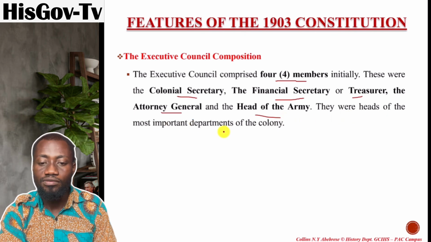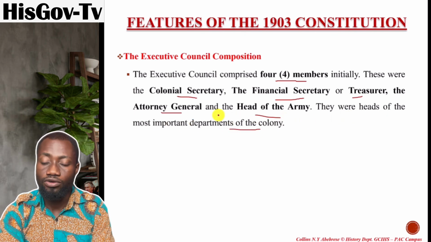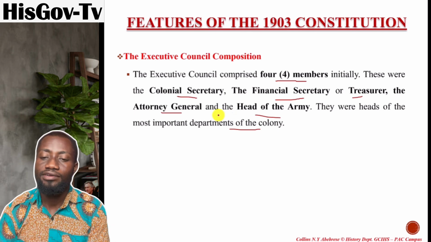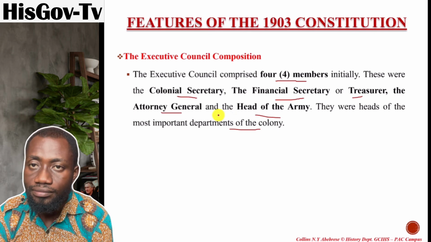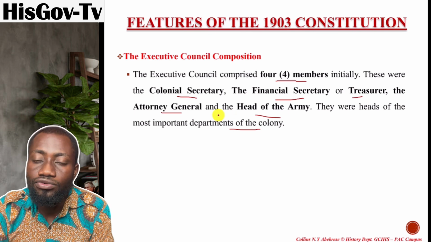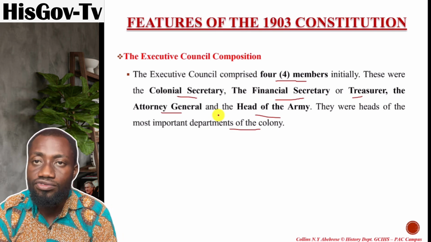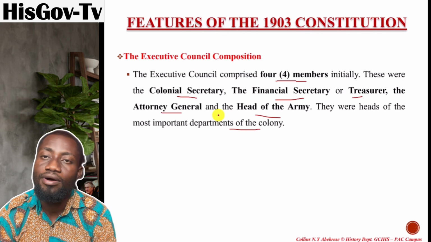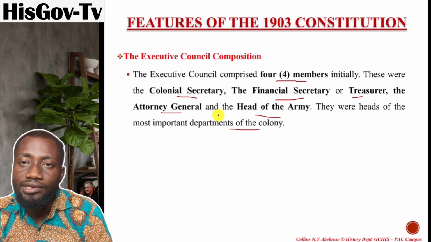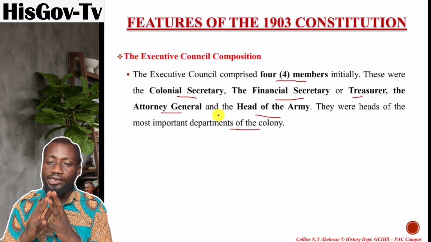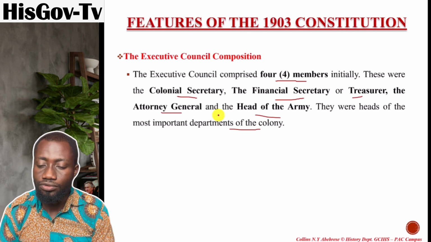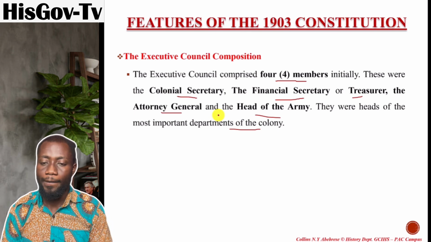These were the heads of the most important departments of the colony. So the executive council comprised 4 members. I mean, today, if I asked you of the members of the executive in the 1992 Constitution, you would talk about the cabinet, the presidency, the vice president, and all of that. Okay, so the executive council comprised these people.